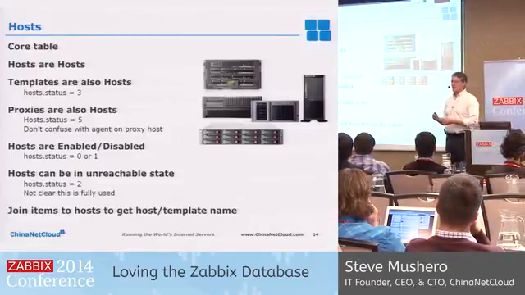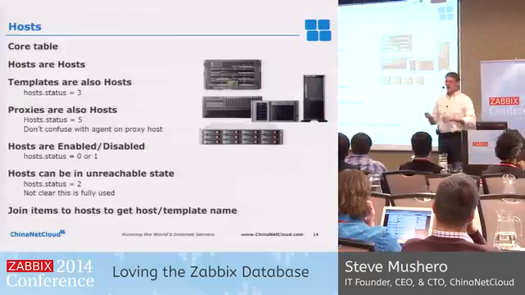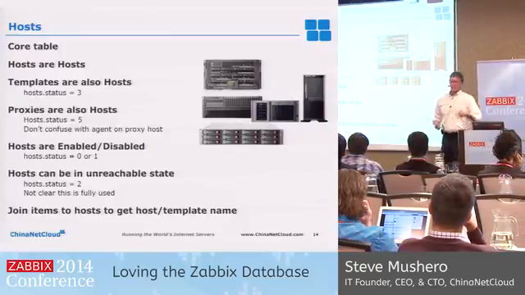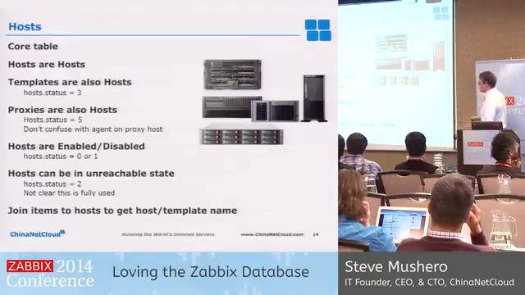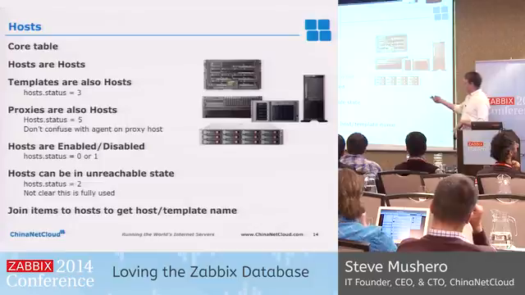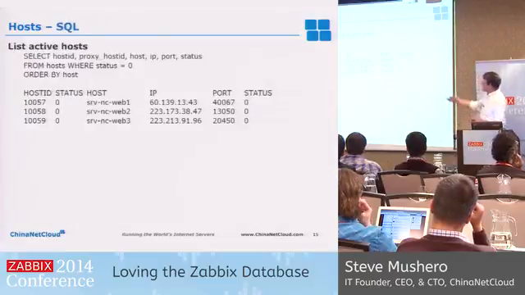This is even more complicated because we monitor our proxies. So our proxies are in the host table twice, once as a monitored host and once as a proxy. So if you do things by name, this screws you up. It's a lot of fun. Can be disabled, enabled. There's an unreachable state that I don't really understand, and so on. You can list active hosts, very simple, where status equals 0.